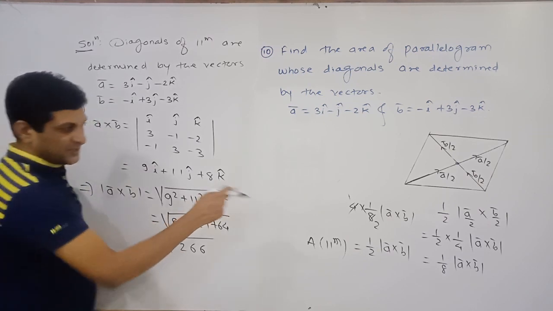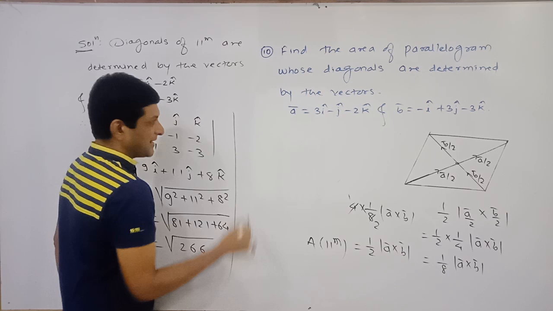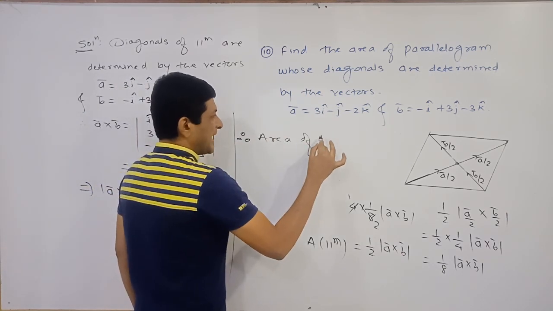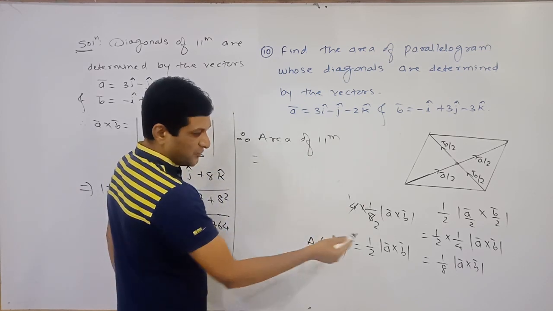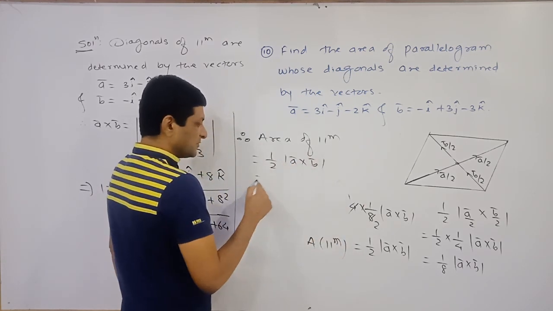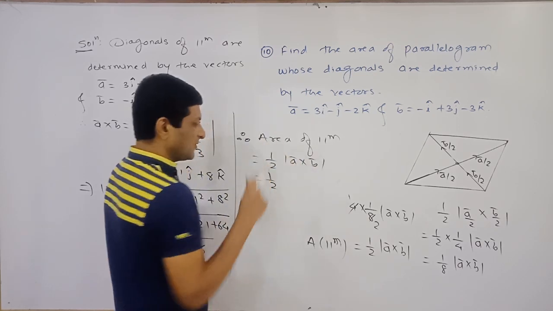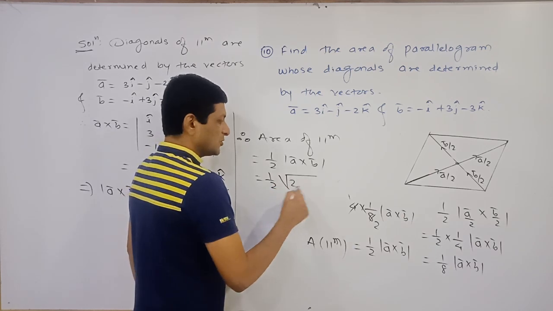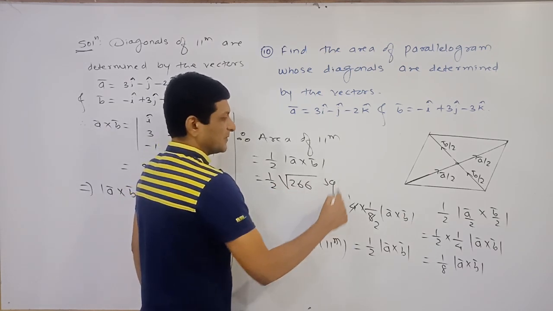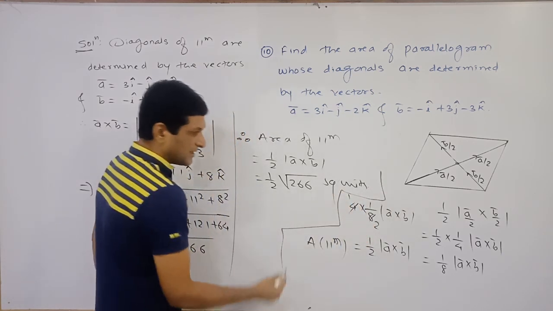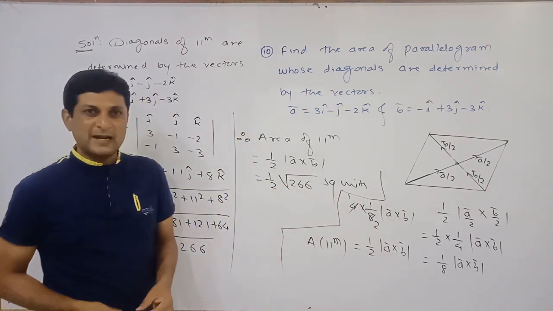So now apply this formula. Therefore the area of the parallelogram is equal to, what is the formula? Half magnitude of A bar cross B bar. So this is equal to half, keep it as it is. Just now we got the value of the magnitude of A bar cross B bar, that is square root 266. So half root 266 square units. In this way we have got our required answer, the area of the parallelogram.